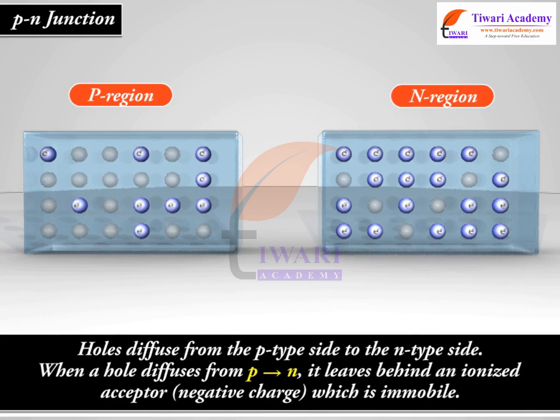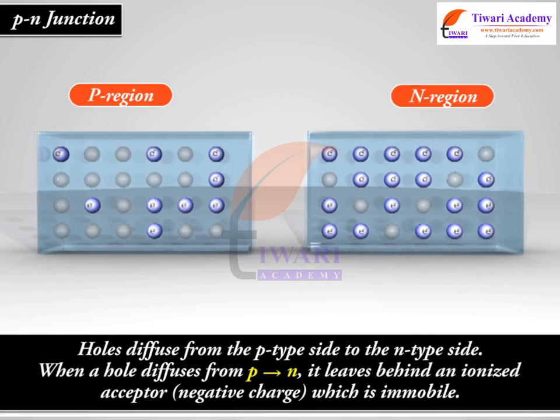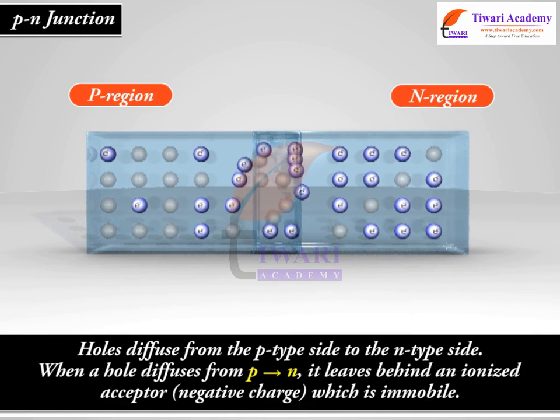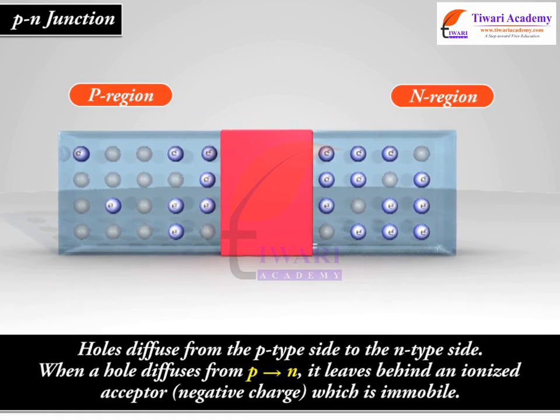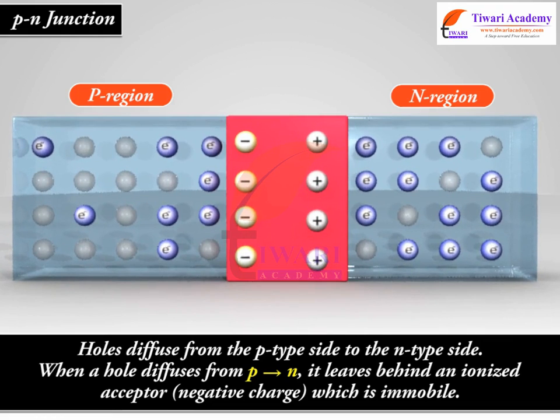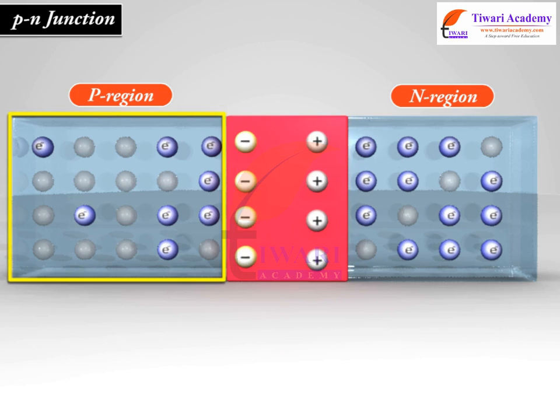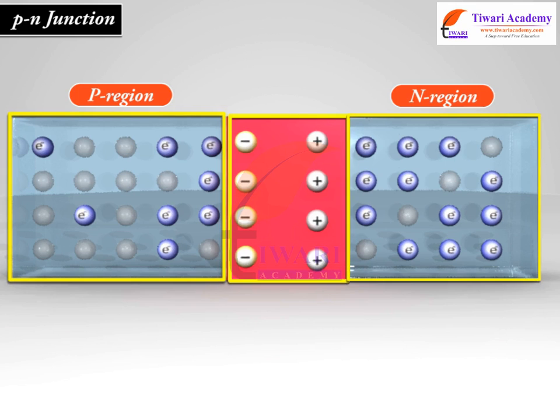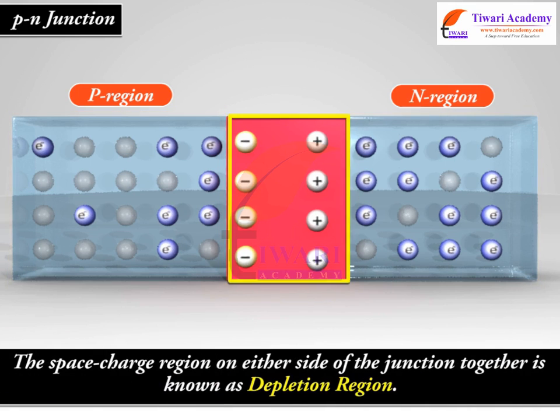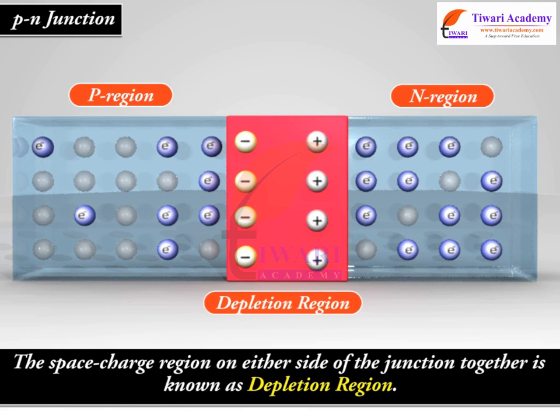Similarly, holes diffuse from the P-type side to the N-type side. When a hole diffuses from P to N, it leaves behind an ionized acceptor, negative charge, which is immobile. Combination of electrons and holes depletes the holes in P region and electrons in the N region near the junction. The space charge region on either side of the junction together is known as depletion region.